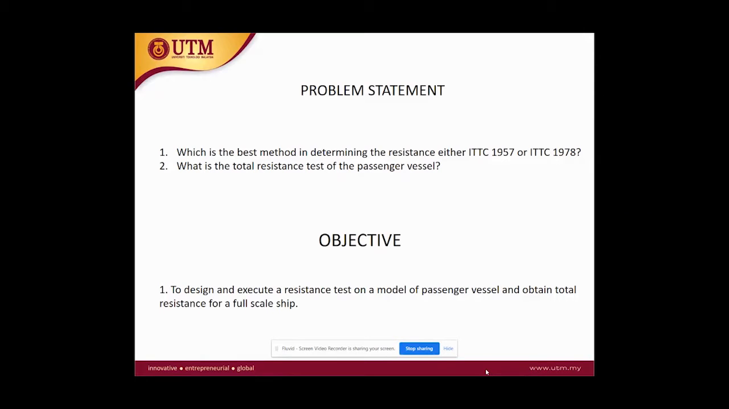For the problem statement, number 1 is which is the best method in determining the resistance, either using ITTC 1957 or ITTC 1978. Second, what is the total resistance of the passenger vessel? So, the objective is to design and execute a resistance test on a model of a passenger vessel and obtain the total resistance for a full-scale ship.